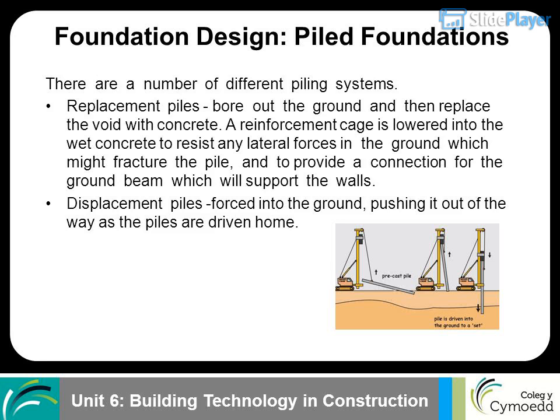There are a number of different piling systems. Replacement piles bore out the ground and then replace the void with concrete. A reinforcement cage is lowered into the wet concrete to resist any lateral forces in the ground which might fracture the pile, and to provide a connection for the ground beam which will support the walls. Displacement piles are forced into the ground, pushing it out of the way as the piles are driven home.